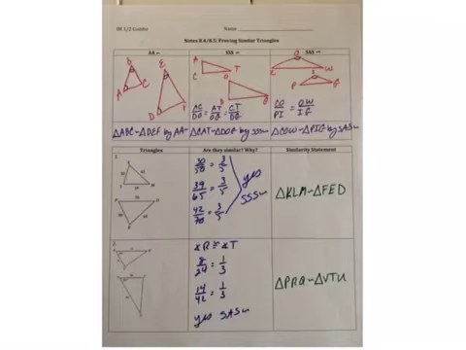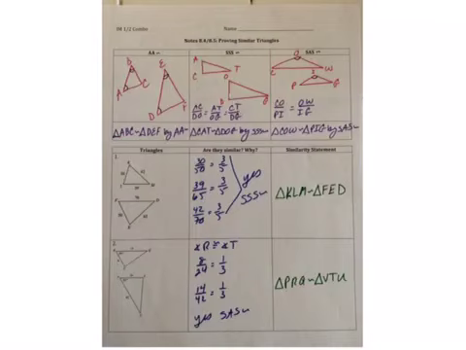So AA, well, angle, angle, which basically says if you have two angles of one triangle congruent to two angles of another triangle, then those two triangles are similar to each other by AA similarity.